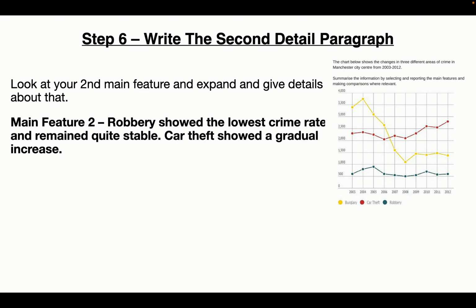Step number 6, we're already on step number 6, write the second detailed paragraph. So look at your second main features. Mine was robbery showed the lowest crime rate and remained quite stable. Car theft showed a gradual increase. So I've got 2 features here. So look at yours, pause the video now and then write yours. So you want to expand on this and give some more details and some figures. Okay, let's see what I wrote.